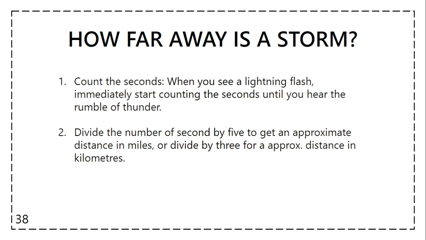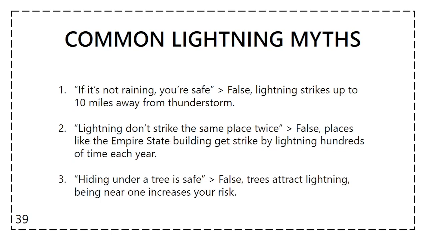How far away is a storm? There's actually a technique to do this. When you see a lightning flash, immediately start counting the seconds until you hear the rumble of thunder. If it's a decimal, round it to the nearest integer. Divide the number of seconds by 5 to get the approximate distance in miles, or divide it by 3 for the approximate distance in kilometers. You can try that when there's a thunderstorm.